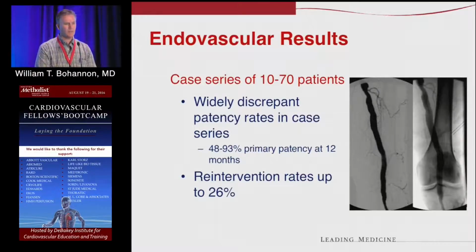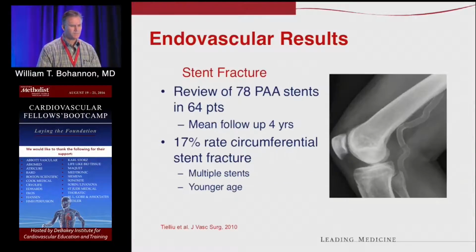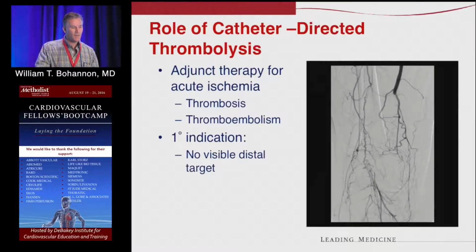There's a wide discrepancy of patency rates in these case series, and reintervention rates overall are probably in the mid-20% range in regards to people with endovascular therapy. Most of the patients are put on dual antiplatelet therapy and preloaded with Plavix and aspirin prior to their procedures. Stent fracture can be a concern, as this is a mobile area in the body, as at most joint spaces, so they need to be surveyed and watched for that.